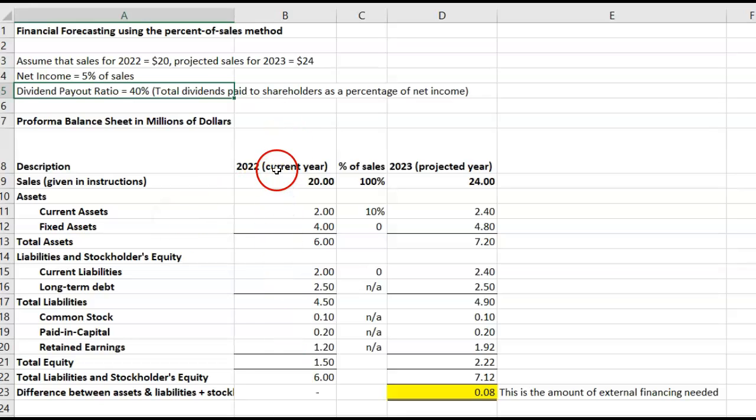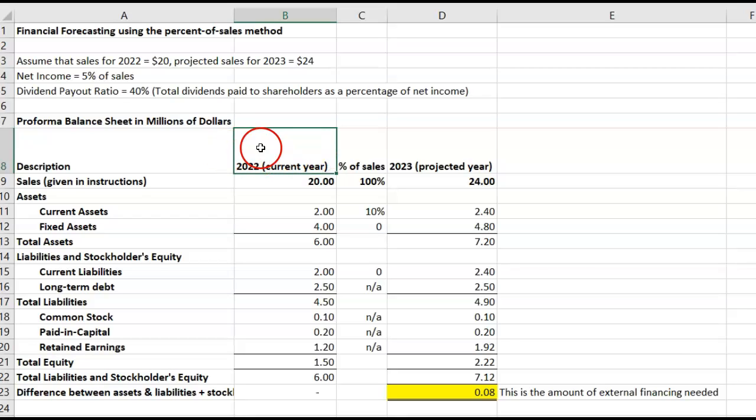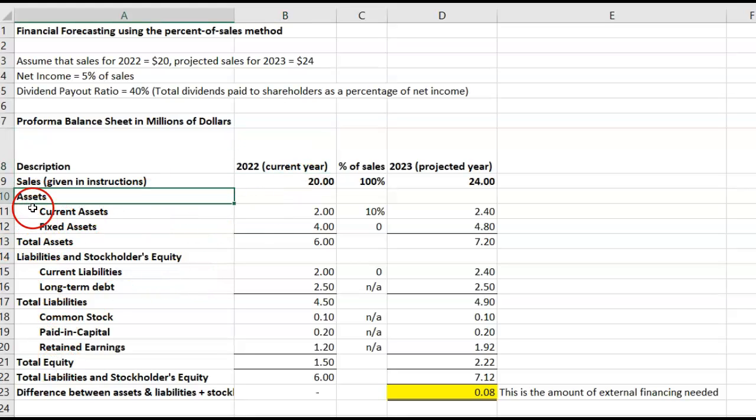Our first column here is our current year. The only change I did make from the textbook is I labeled this as 2022. So this is our current year, and this is our projected year. So you're given this information already in the problem. We've got our total sales, and then starting here, we've got our balance sheet. So these are our assets. Our current assets are 2 million. Our fixed assets, remember these are things like equipment, buildings, could be land, long-term assets, are 4 million. So this is just a sum of those two. 6 million are our total assets.